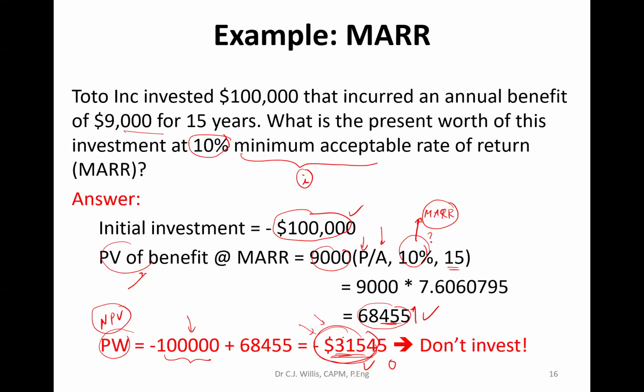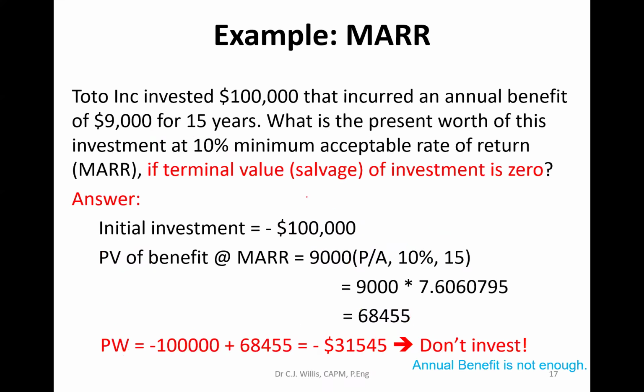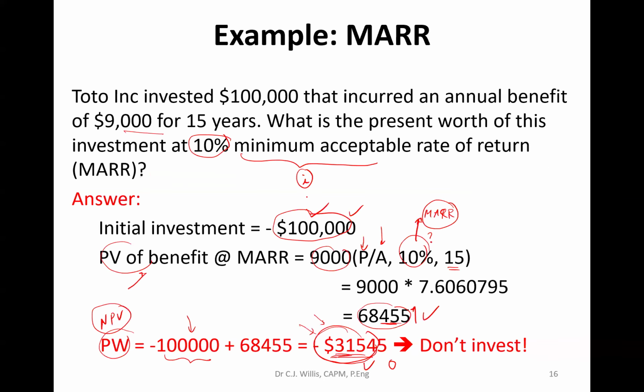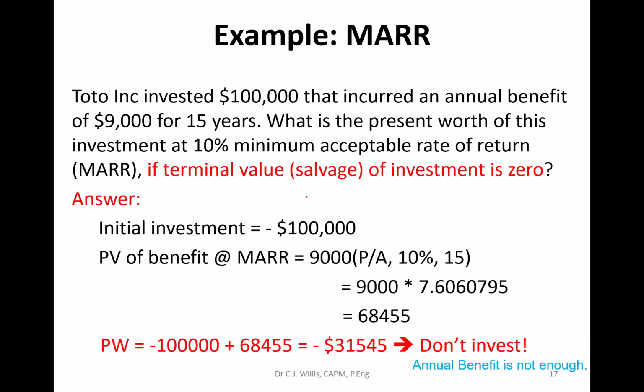You invested this money, right? So that means at least you should get that money back, or more. More than that, obviously, right? But you're getting 9,000 for 15 years. The total benefit is only 68,455 in today's dollars. So overall it is negative, it is bad. Don't invest. And the terminal value, the salvage value, is zero. That's what we assumed anyway.